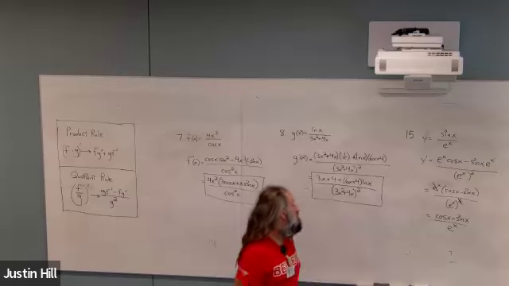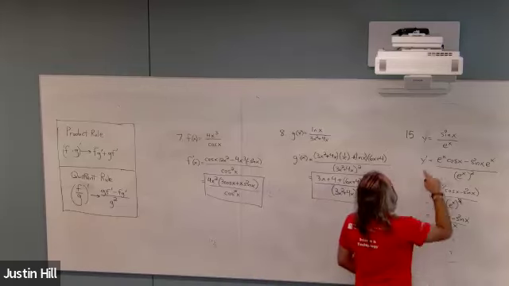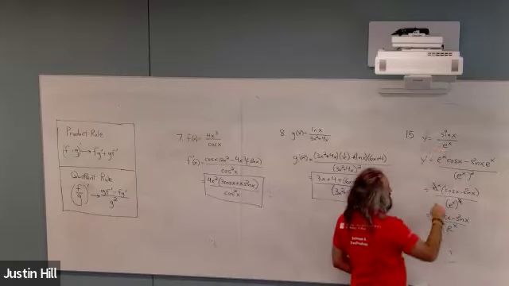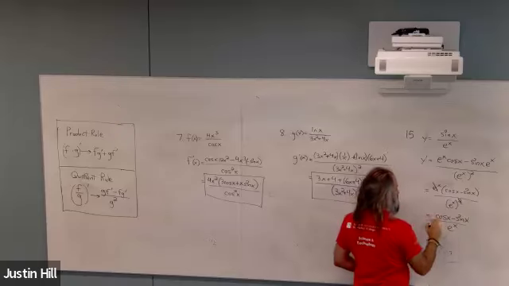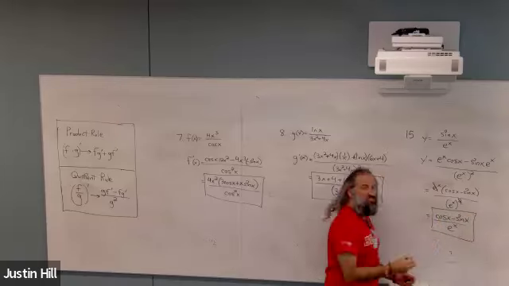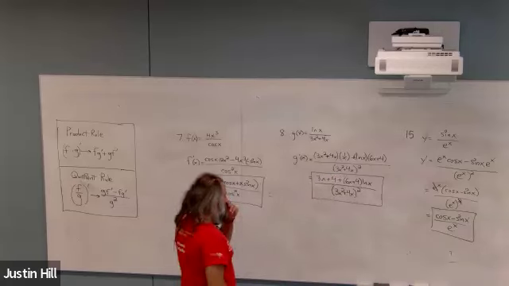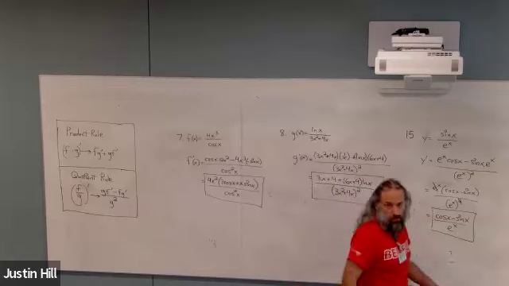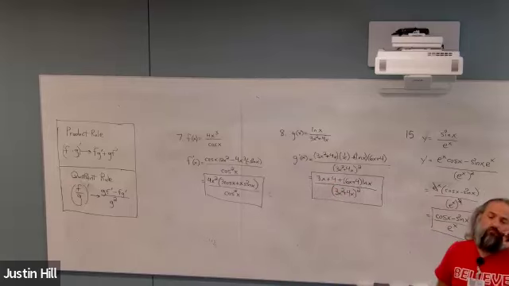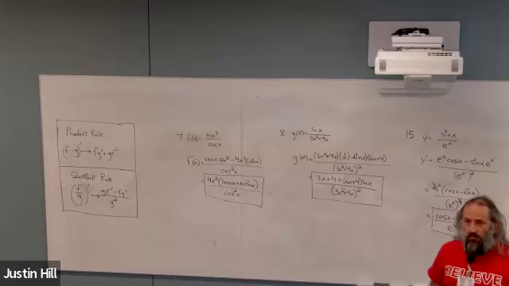Good. So the derivative of sine x over e to the x is cosine x minus sine x over e to the x. I think there's an interesting pattern there, especially visually. Good. Okay. Easy enough.